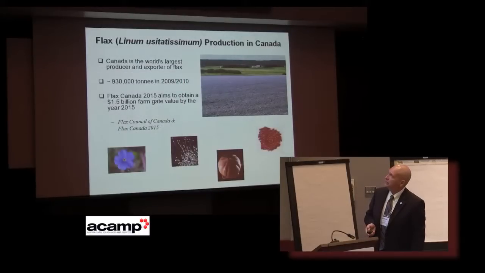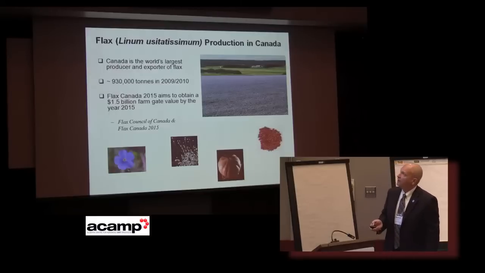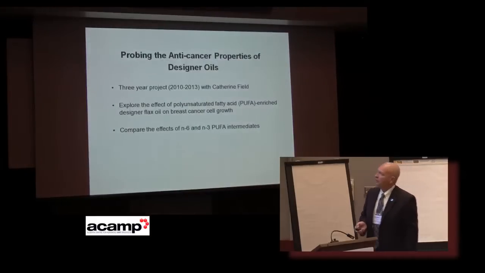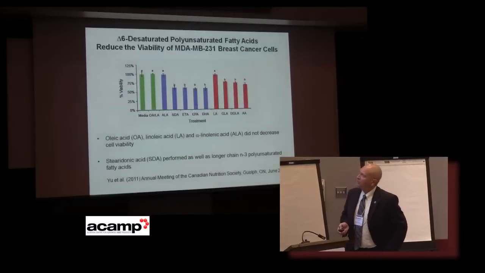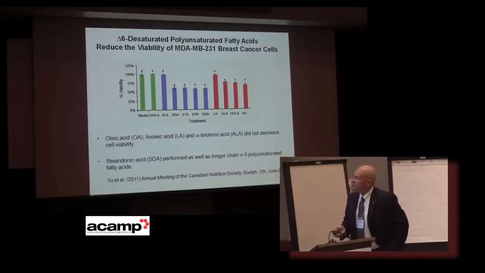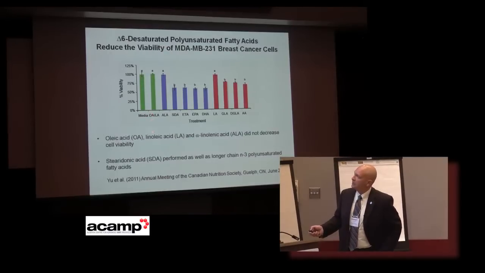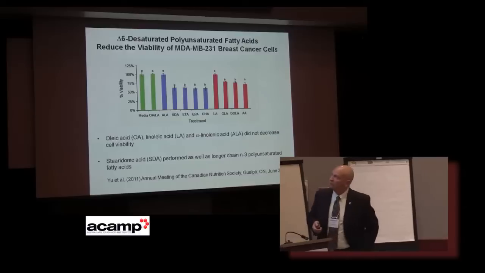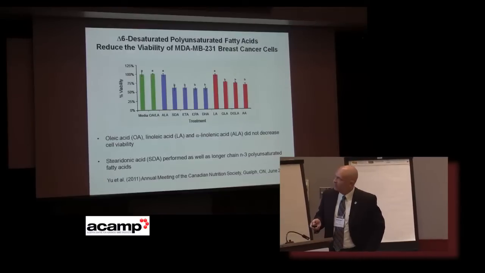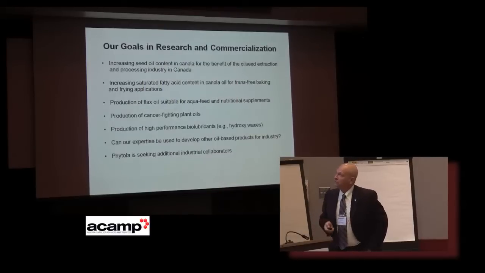We also work on flax, which is a very important crop as well. We're collaborating with a nutrition research group, Catherine Field, to look at development of polyunsaturated fatty acids in flax. We have nutritional data to demonstrate, for example, that flax has a lot of alpha-linolenic acid, in this breast cancer cell line. These regular sorts of fatty acids don't seem to affect the growth of these cells, but a number of polyunsaturated fatty acids with extra double bonds will in fact inhibit the growth of these cells. So we're interested in further developing that.